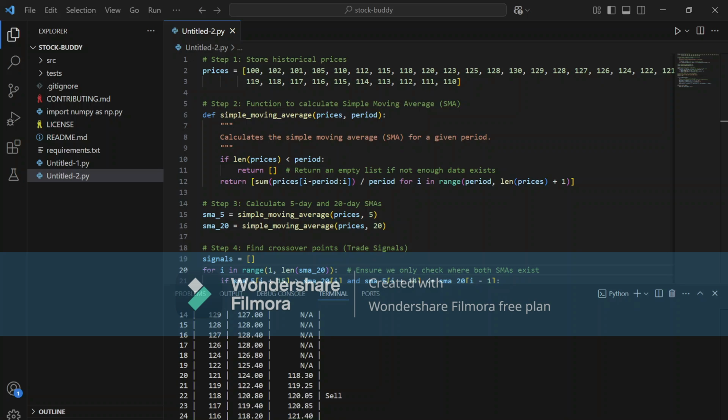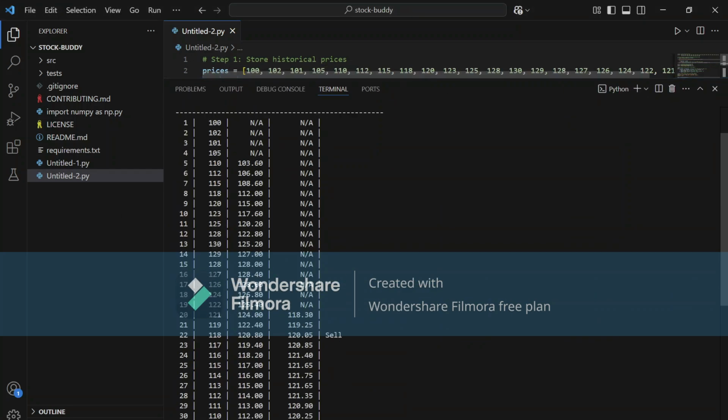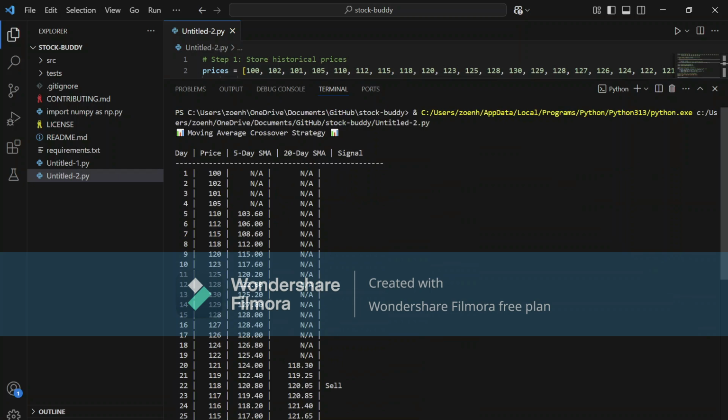So yeah. All right. So for our second question, we're going to look into implementing a simple moving average calculator. We're going to create a list of historical prices and calculate a 5-day and a 20-day moving average. Then we're going to generate a signal when the short MA crosses the long MA. As we can see here, we'll pull up the table. We have our 5-day and our 20-day SMAs.